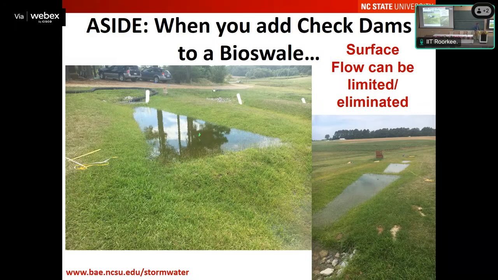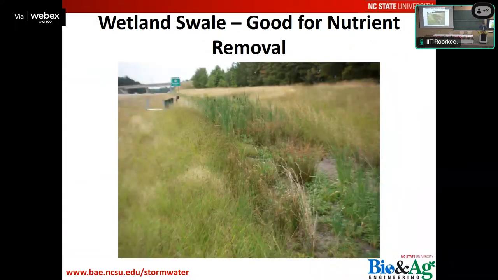You can remove all flow, surface flow, which is pretty good. Now let's talk about wetland swales. Do you think there's a possibility for wetland swales in the area around Roorkee? How many of you, show of hands, can see wetland swales being used around Roorkee?